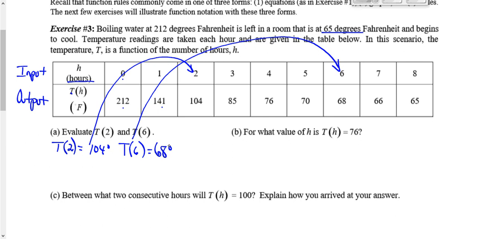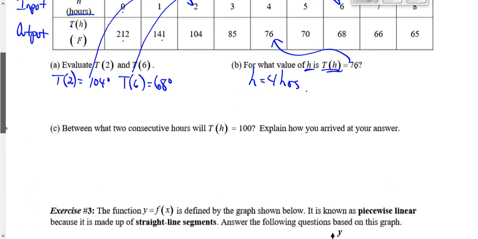Now, B is asking this differently, right? For what value of H, the input, is T of H, the output, 76? Right, so now they're saying this is the output. What was the input? Where is an output of 76? Right there, right? So H equals 4 hours, if our output is 76. Does that make sense to you? Okay. Let's move on to the next one.